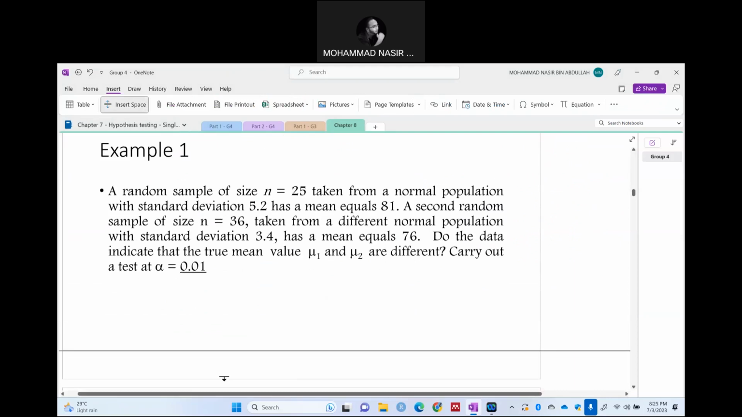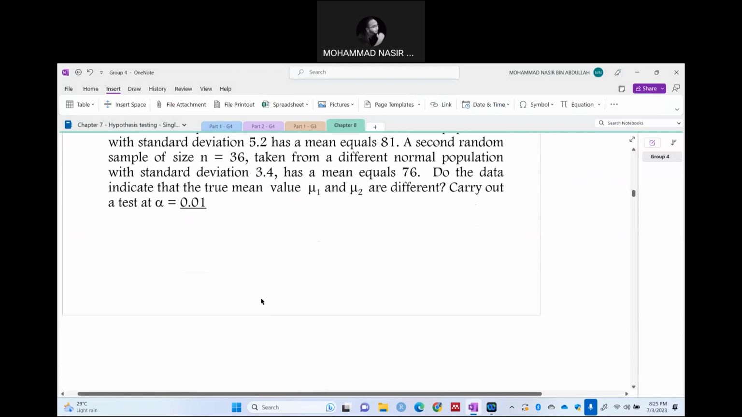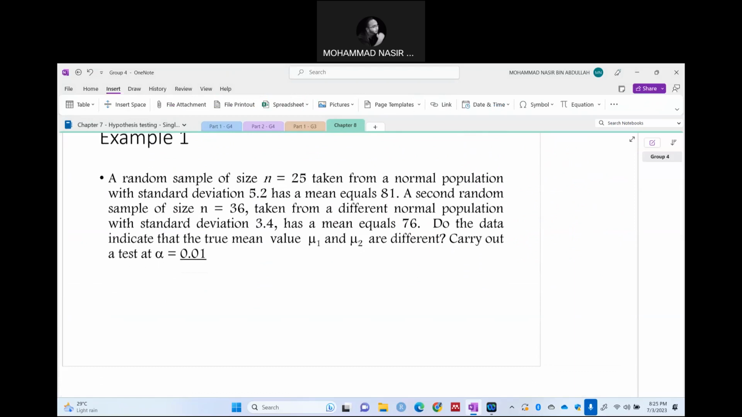Right. Let's look at example number 1. A random sample of size n equal to 25 is taken from a normal population. So it already tells us this is from a normal population with standard deviation equal to 5.2. In this case, the population variance is already known, right? So sigma is equal to 5.2. Right, sigma 1. This is population number 1. And n1 equal to 25 and x bar 1 equal to 81.